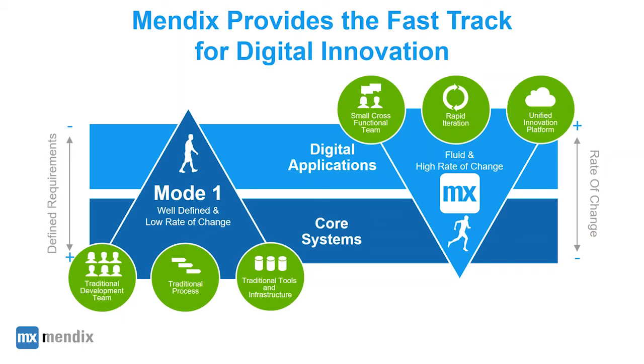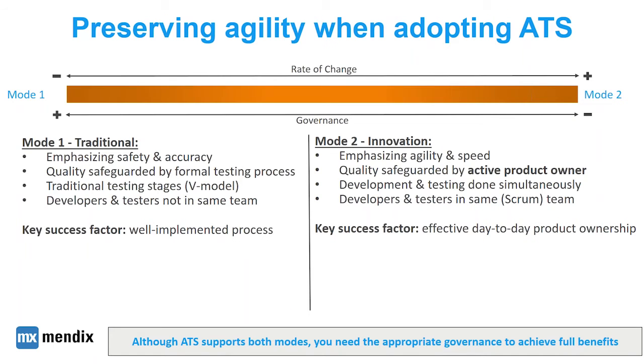Now if we move towards the right of the spectrum, towards the Mode 2 innovation applications, then there's an emphasis on agility and speed. You want to shorten your time to market. What we have found at customers is that quality in a Mode 2 context is safeguarded by having an active product owner. It really is the difference between a success or a failure in your project. It's true for development, but it's especially true for testing, and I will explain why.